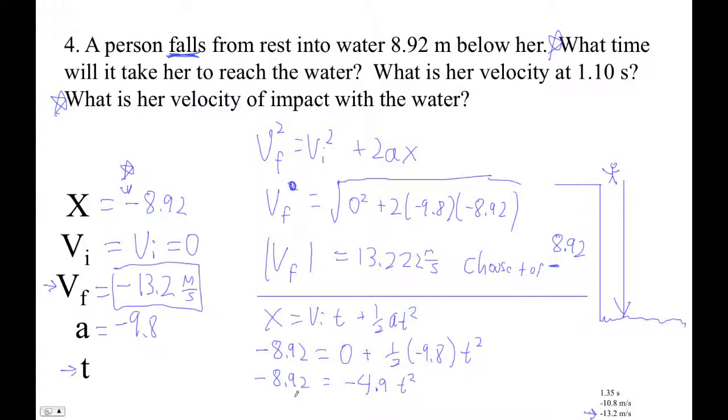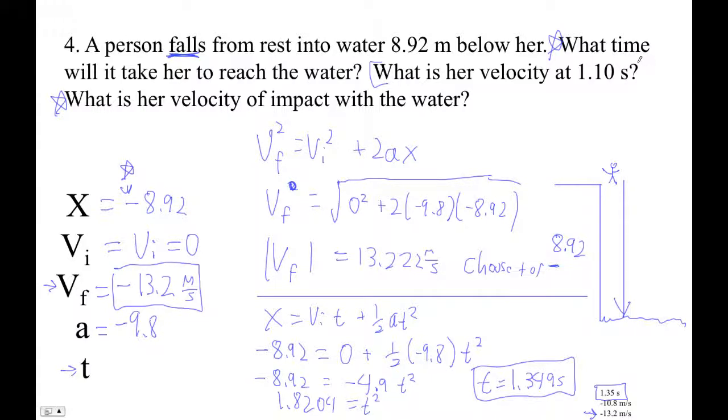That's 1.8204, and that is t squared. So now how do I figure out what t is? Well, I take the square root of that. And I get 1.349 seconds. So t is 1.349 seconds. That's not a 5, that's an s. So this is our answer there. That's the first part. We solved this basically going from here down to the water.